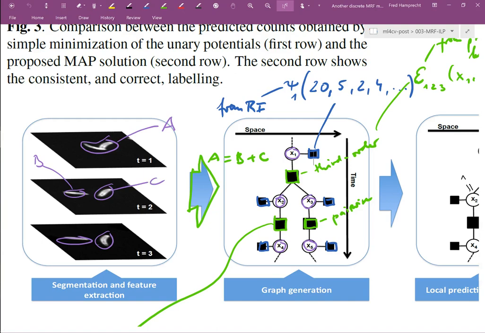And we have also seen here that these priors cannot just be pairwise terms, they can also be third order or higher order factors.